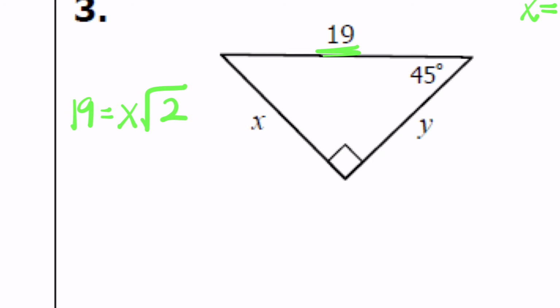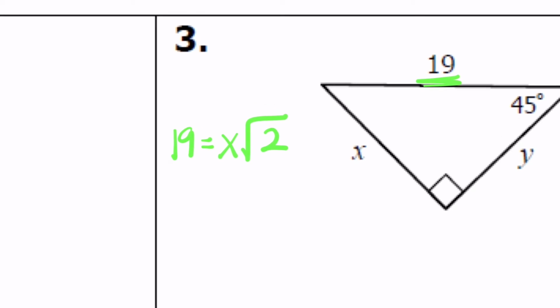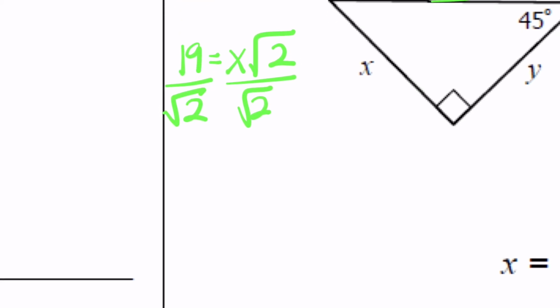If we set that hypotenuse equal to this x square root of 2, we can use algebra and solve and find the value of x. So we would just divide both sides by the square root of 2. And that would leave us with x equals 19 over square root of 2.